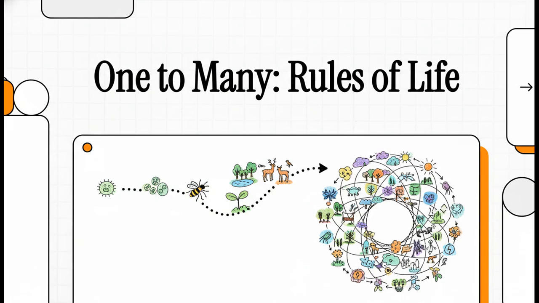Have you ever just looked out at the natural world and wondered, what are the rules? How does it all work? Well, today, we're diving deep into the hidden principles of ecology. We're going to start with just a single organism and zoom all the way out to see how every living thing is connected in this vast, absolutely intricate web of life.